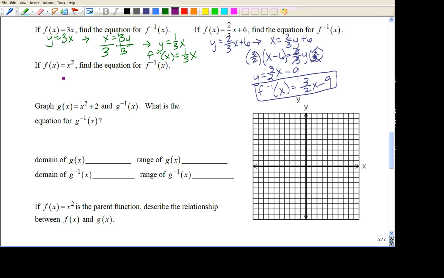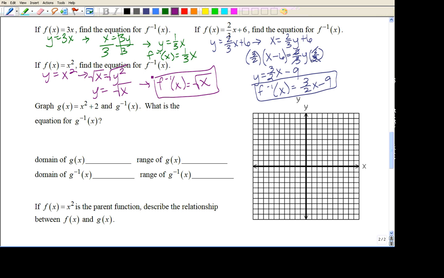On x squared, let's find the inverse. So if y is x squared, then switch it so that it's x equals y squared. To get y by itself, we'll square root both sides. So we get y equals the square root of x. So the inverse function is the square root of x. And that should make sense because x squared and the square root, they're inverses of each other.